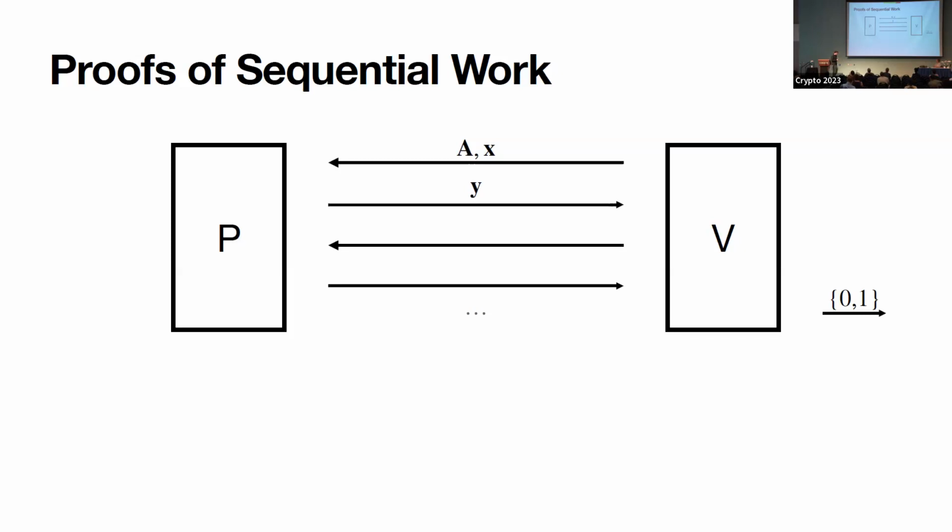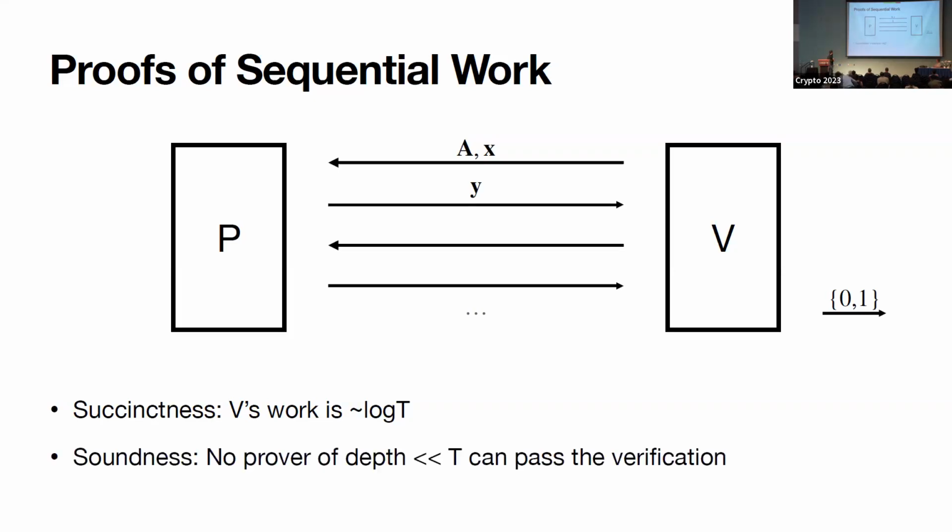And we require two properties. The first property, to make the protocol non-trivial, is succinctness, and we want the verifier work to be much smaller than having to recompute this function. So we want the verifier's total work to be logarithmic in the time parameter t. The next property is soundness, which essentially says that no prover of depth sublinear in t can pass the verification except with negligible probability. I didn't write completeness here, but completeness says that a prover of time t can always pass, which is the case. Excellent. So this is just what we want to achieve.